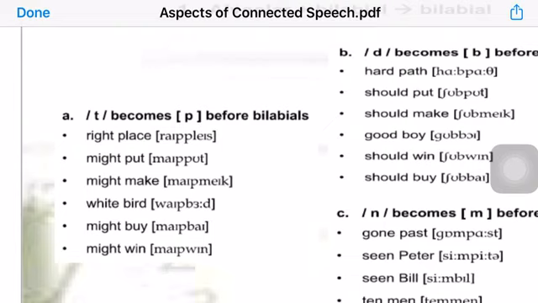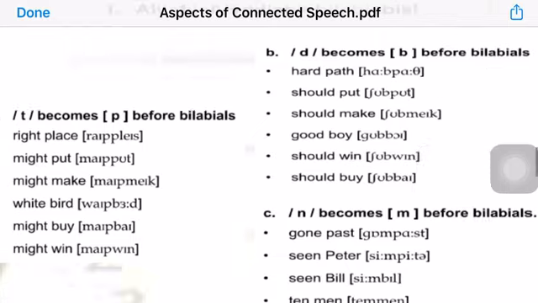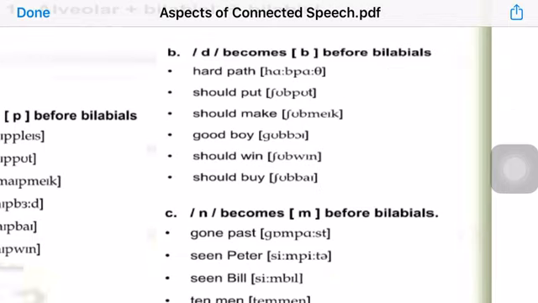Another example is might put. Might put becomes my put. The D can be changed into B, as in hard path. Hard path becomes hard path.